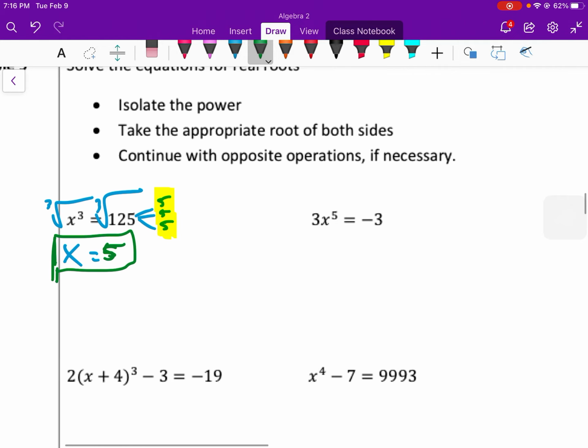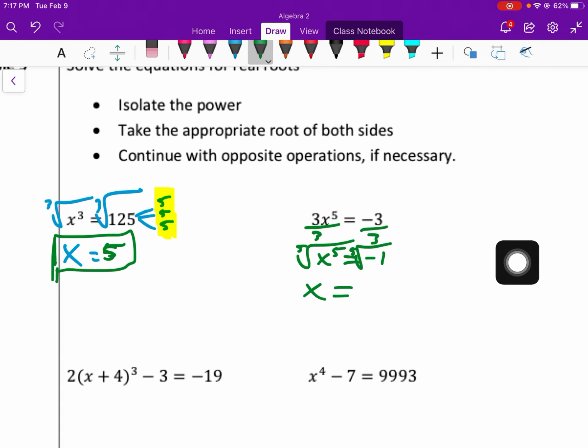I think this should look somewhat familiar. If not, again, that is okay if it's extra review. So we want to isolate, so we have to do opposite operations. So first we have multiplying, so we're going to divide both sides by 3. So then we have x to the 5th equals negative 1. And then we want to take the 5th root here. So then we have x equals, well, the 5th root of negative 1, it's a negative in here and an odd index, so that's going to remain as negative 1.